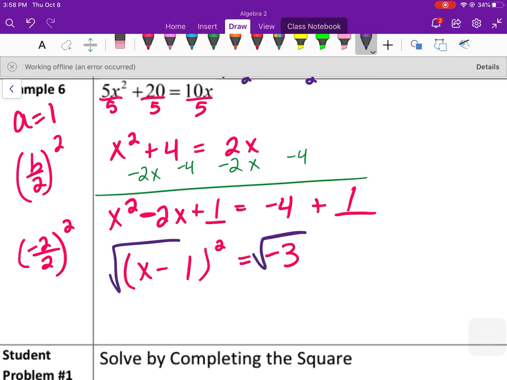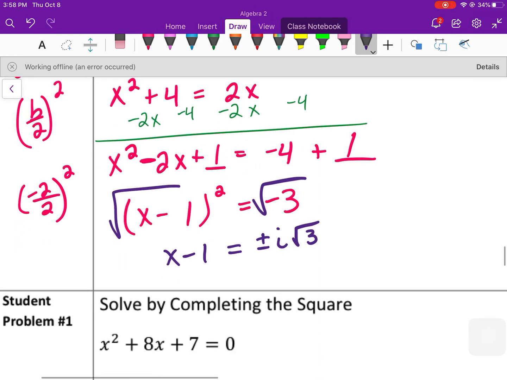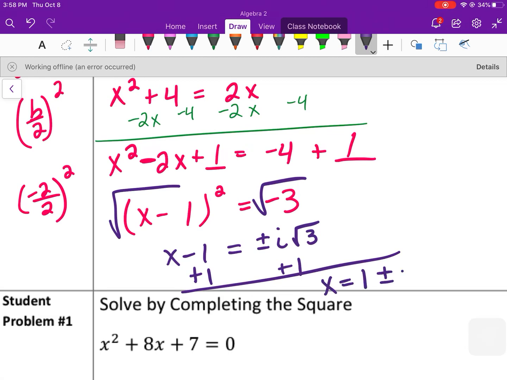Take the square root of both sides. We're going to get x minus 1 equals, the square root of negative 3 will be plus or minus i square roots of 3. Last step will be to add 1 to both sides, and I'm going to get x equals 1 plus or minus i square roots of 3.